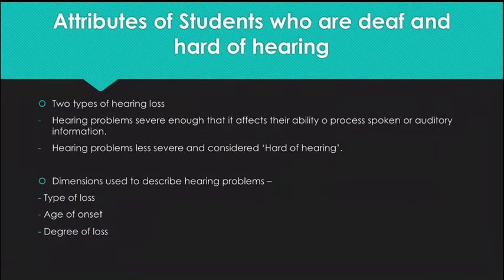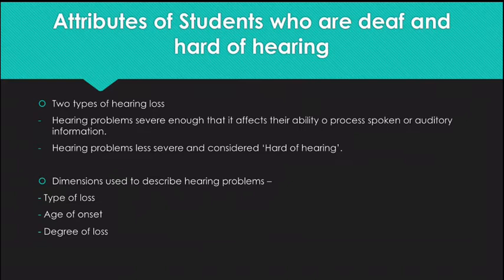Attributes of students who are deaf and hard of hearing. There are two types of hearing loss. One is hearing problems that are severe enough that it'll affect their ability to process spoken or auditory information, and hearing problems that are less severe and just considered hard of hearing. Hearing problems that are severe enough usually consist of students having to wear a hearing aid.